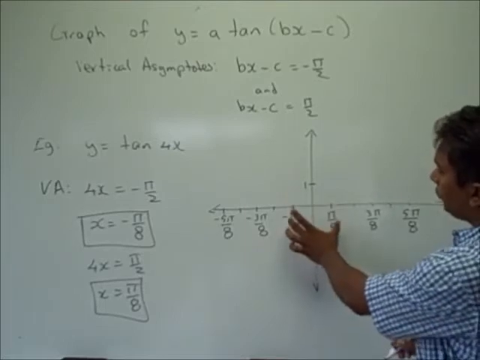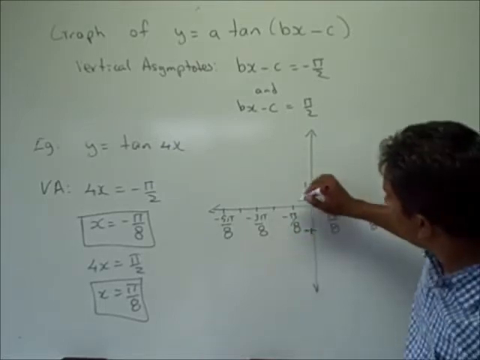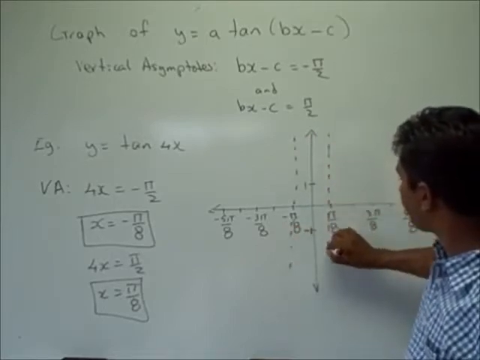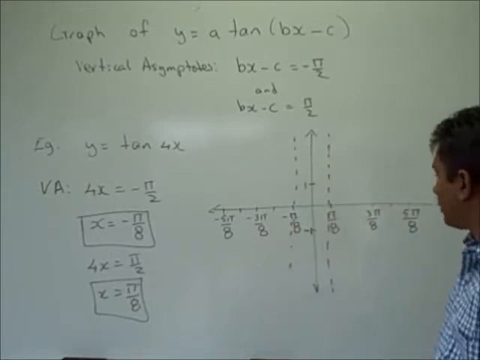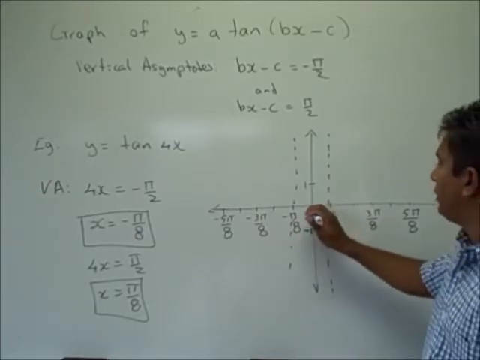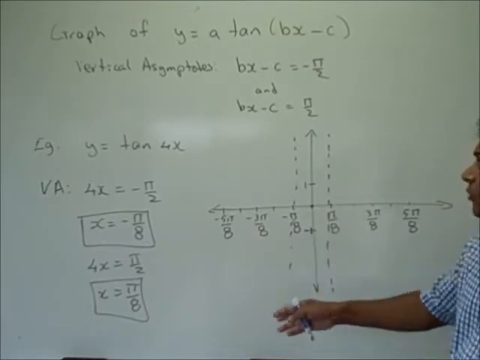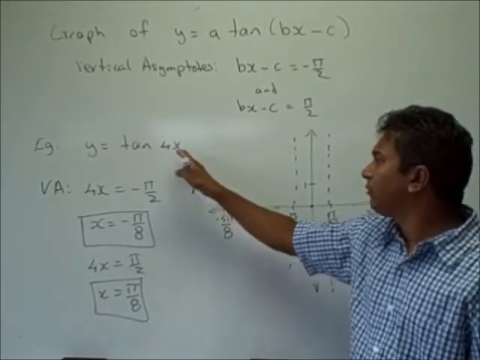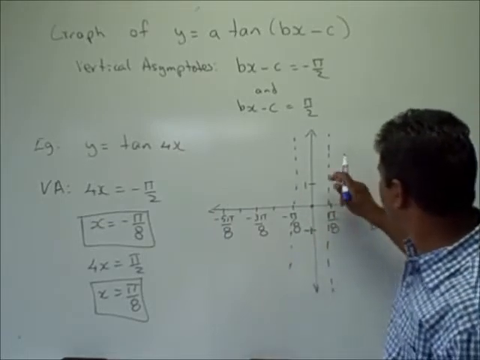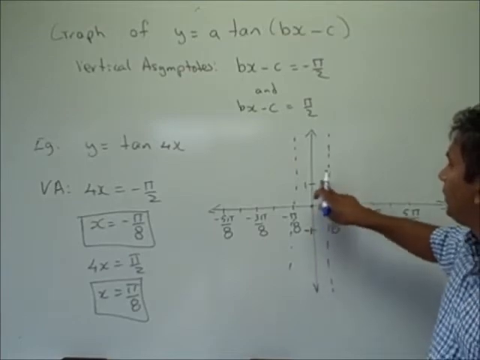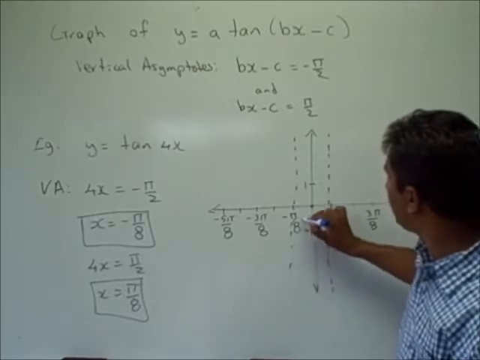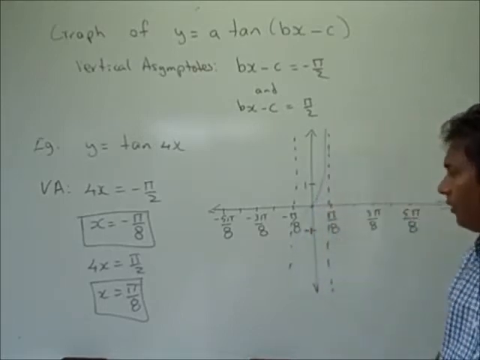So here we have our two vertical asymptotes, negative pi over 8 and pi over 8. So we know our tangent function will be in between these two vertical asymptotes. We know at 0, our tangent of 4x, 4 times 0 is 0, the tan of 0 is 0. When x is equal to pi over 4, then this becomes 1, and this becomes negative 1, so our tangent function will look like this.